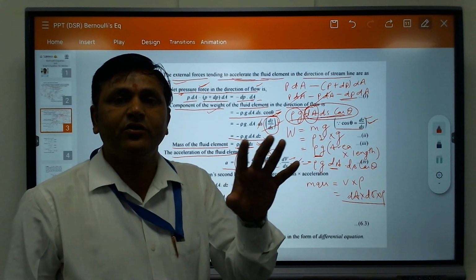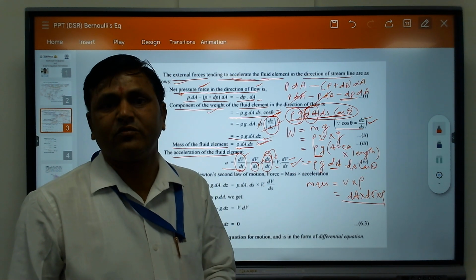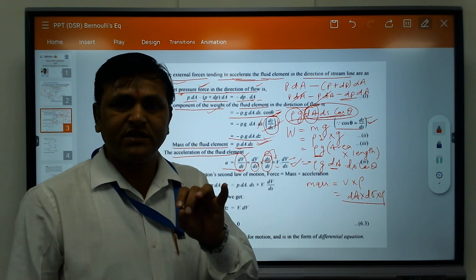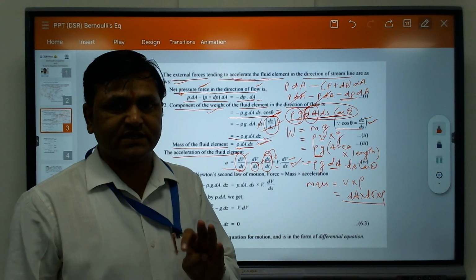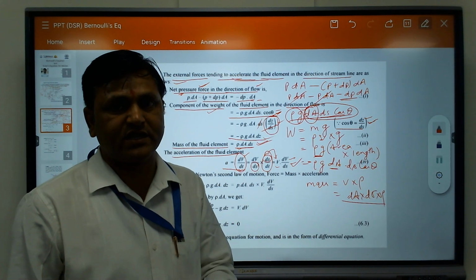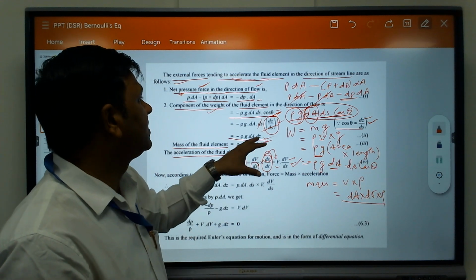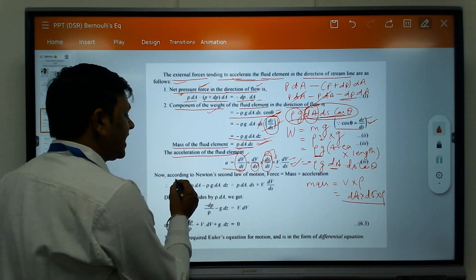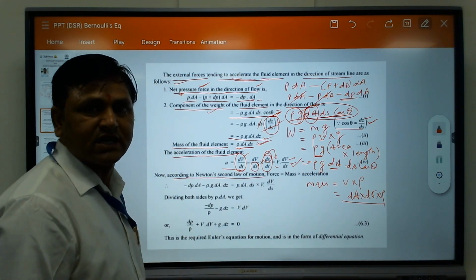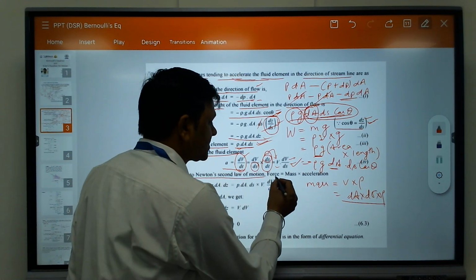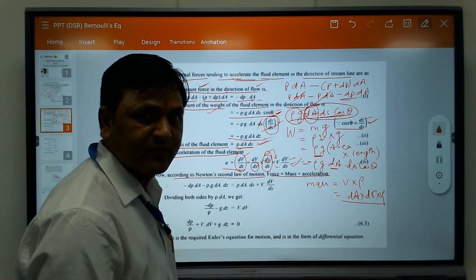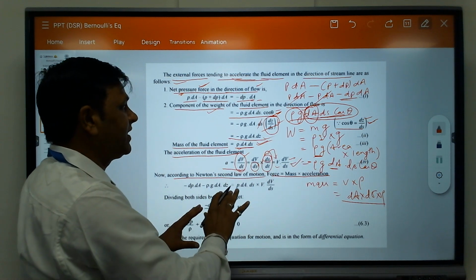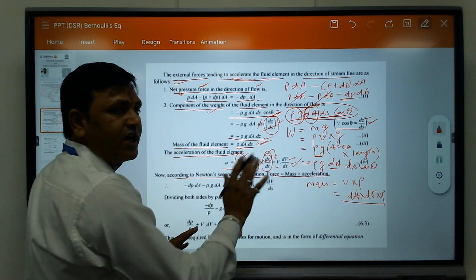Euler's equation of motion is totally based on Newton's second law of motion, and in this law only three terms come: first is the force, second the mass, third the acceleration. We have determined all these three terms. According to Newton's second law of motion, force is equal to mass into acceleration. Now we simply put all these values in this equation.